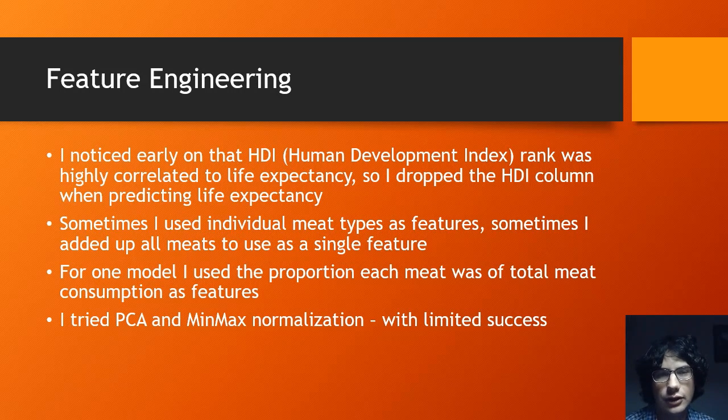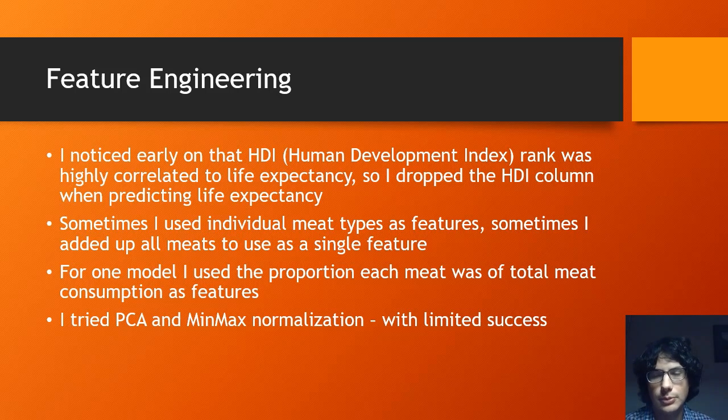Okay, feature engineering. I noticed early in my explorations that Human Development Index rank was highly correlated with life expectancy. So I had to drop that column when I was predicting life expectancy. Otherwise, it would be too simple to predict.